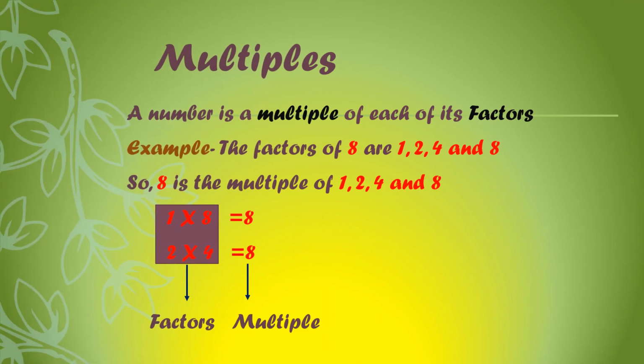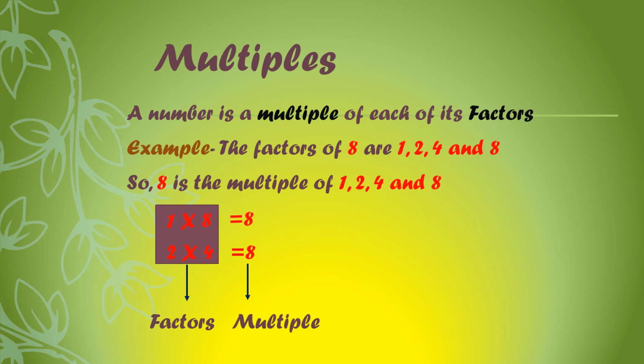Now let's move on to the next topic of the day, that is multiples. A number is a multiple of each of its factors. For example, the factors of 8 are 1, 2, 4 and 8. It means if we multiply 1 and 8, we will obtain 8, and on multiplying 2 and 4, we will get 8. So, 8 is a multiple of 1, 2, 4 and 8. That means 8 will come in the multiplication table of 1, 2, 4 and 8.